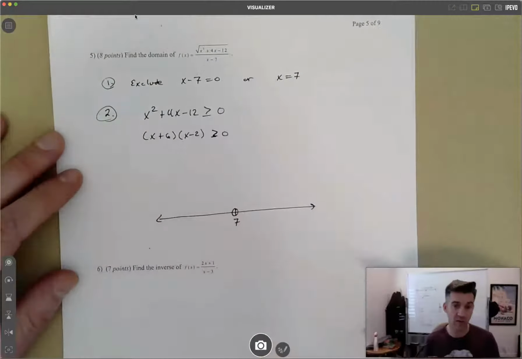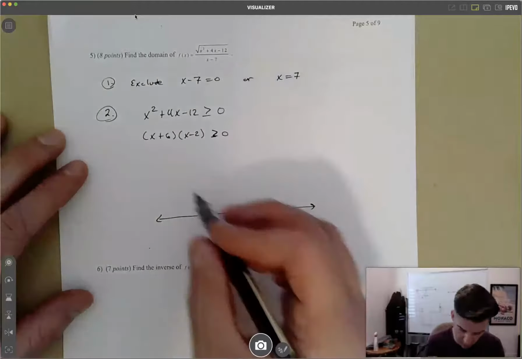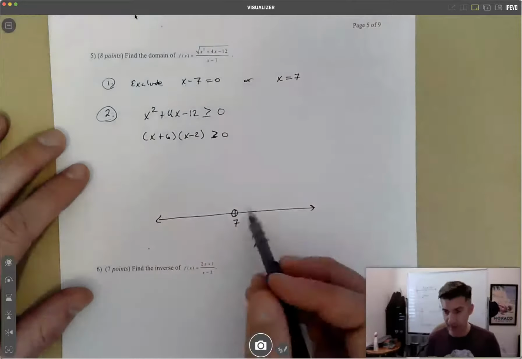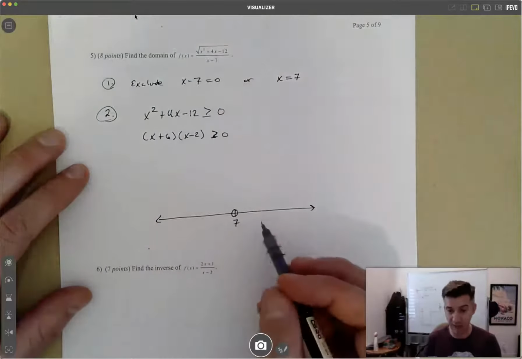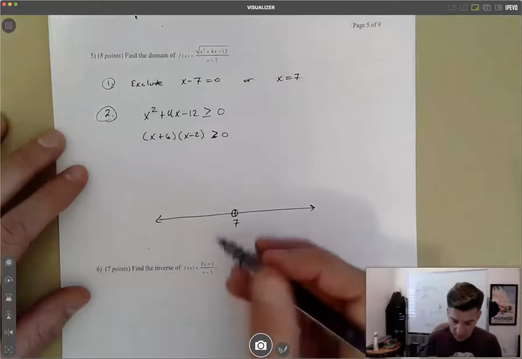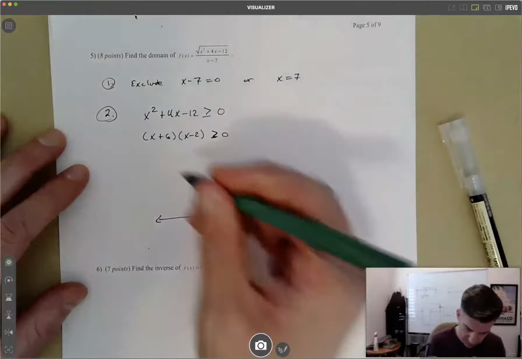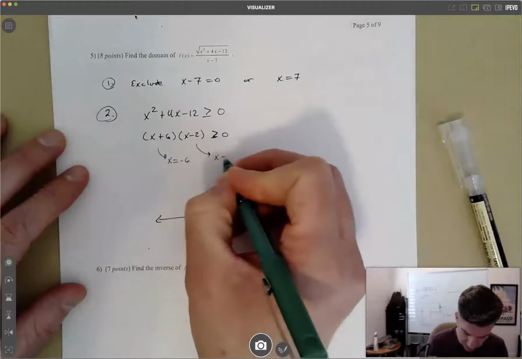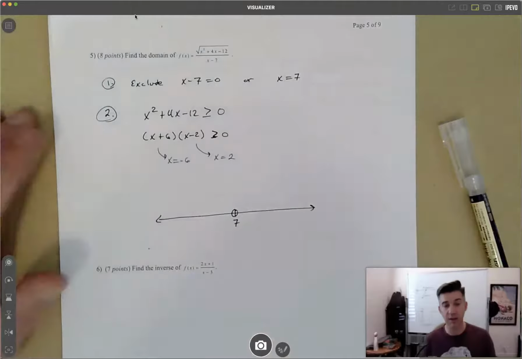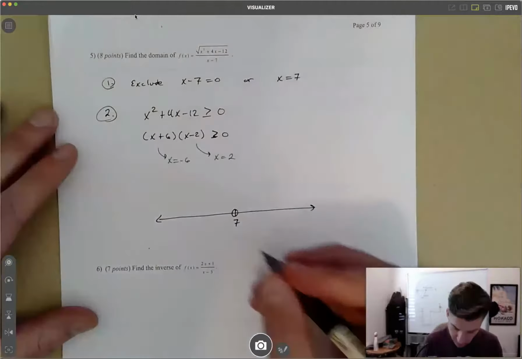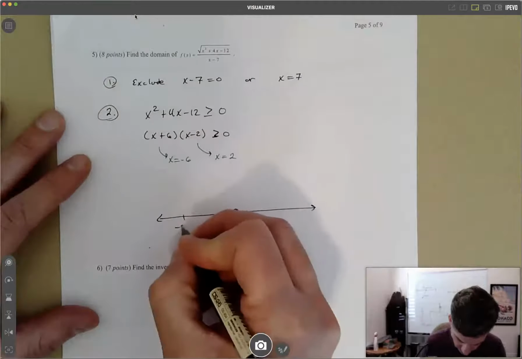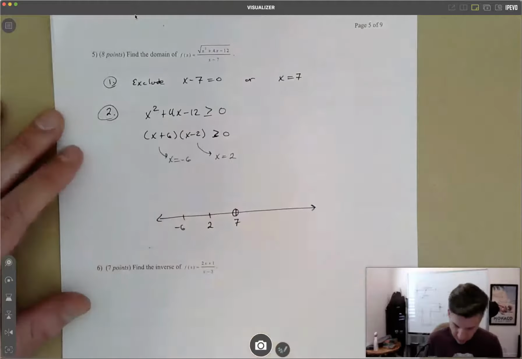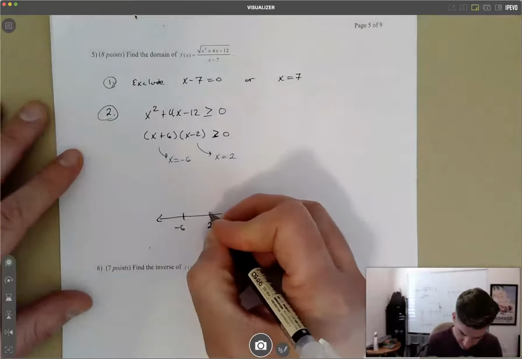What we have to do is use the number line. In fact, I might have gotten ahead of myself by putting that 7 there. I'm going to ignore the 7 for a minute. On the number line, I want x equal to -6 and x equal to +2, because those are the things that make this expression equal to 0. So here's -6, here's +2, and I'm ignoring the 7.